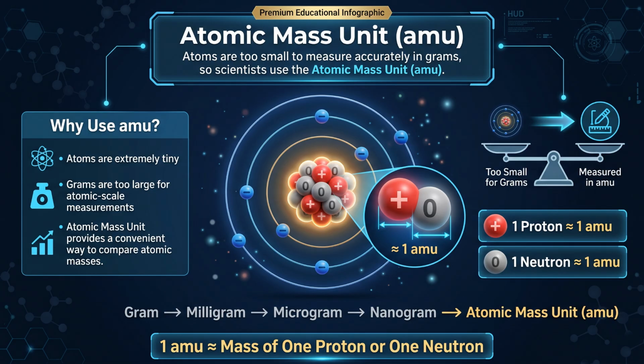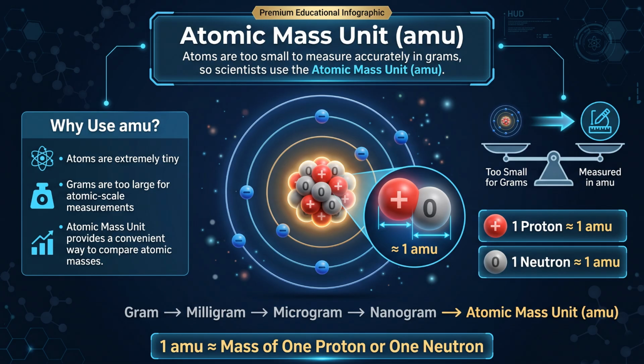So, whenever you study atomic masses, remember these important points. Atoms are too small to measure conveniently in grams, so scientists use the atomic mass unit. 1 AMU is defined as 1/12 of the mass of a carbon-12 atom. 1 proton has a mass of approximately 1 AMU. 1 neutron has a mass of approximately 1 AMU. The mass of 1 electron is extremely small and is usually ignored in basic atomic mass calculations.